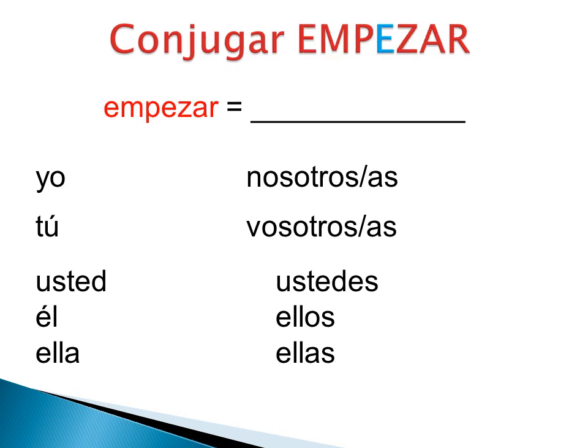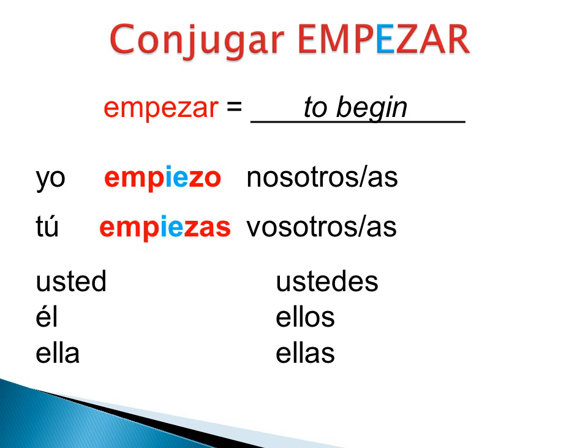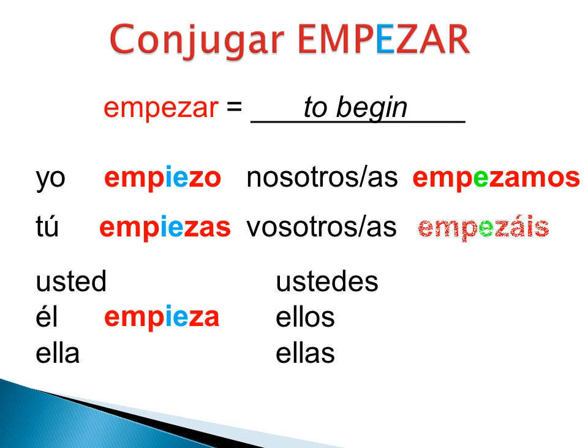One other verb that we have, and this one's an E to IE stem changer, is empezar, and this is on our vocab list for this chapter. Empezar means to begin. So going through the conjugations, you're going to notice that the blue E is going to change to IE because it's an E to IE stem changer. Empiezo, empiezas, empieza, empezamos, empezáis, and empiezan.